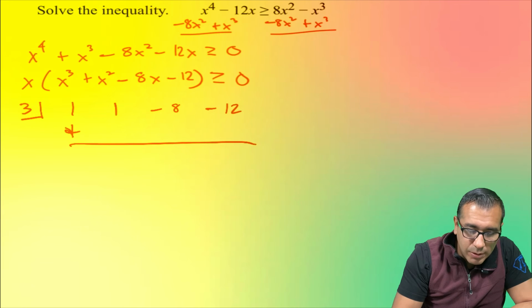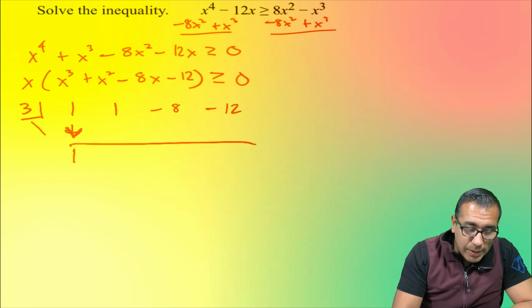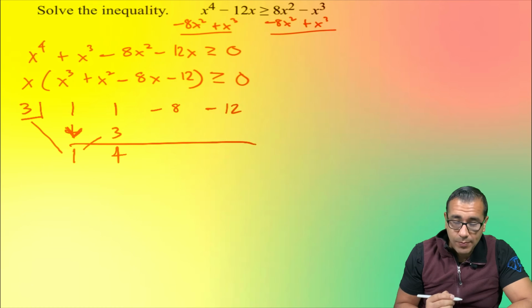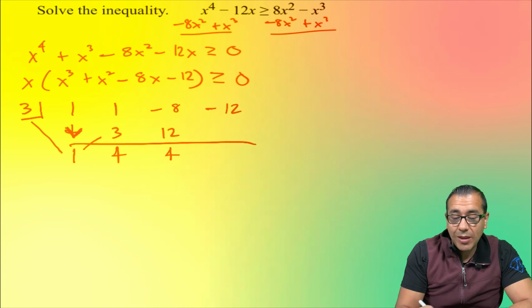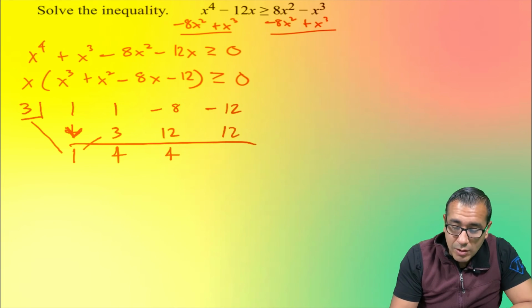So we drop down the 1. Let's make that arrow a little cleaner. So we get a 1. We multiply the 1 and the 3, and that gives us 3. We add those two, we get 4. We multiply 3 times 4, we get 12. We add those two, and we get positive 4. We multiply 3 times 4, and we get 12.